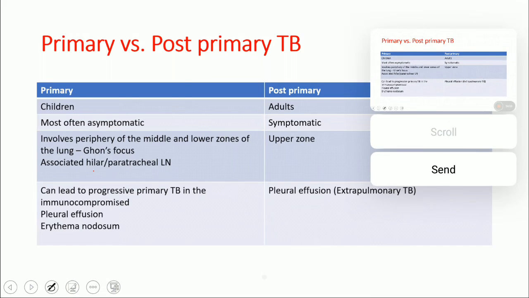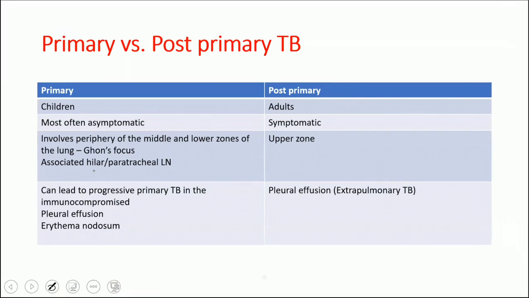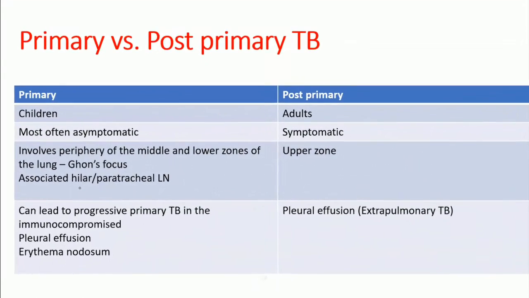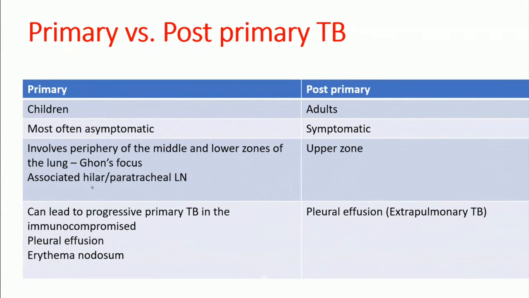So this is a comparison between primary TB and post-primary TB. In post-primary TB, it is very important to remember that this is an exaggerated immune response against these organisms that persist and replicate, right?